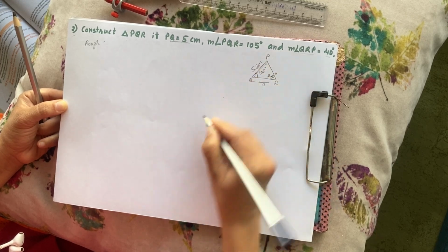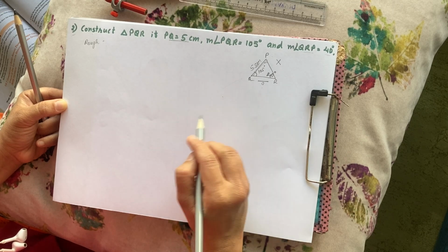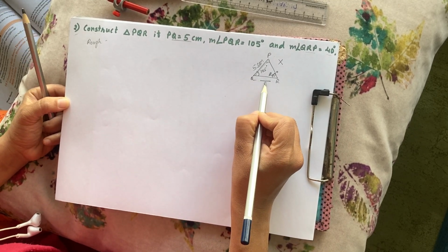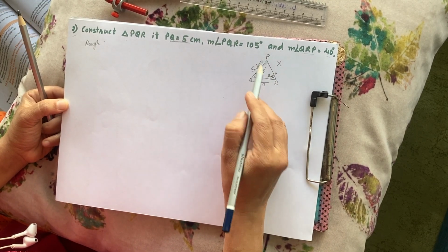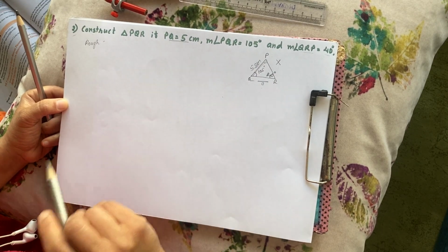This is not ASA property. This is not satisfying ASA property. But I can construct this triangle even if I do not have this ASA property. How, I will show you.